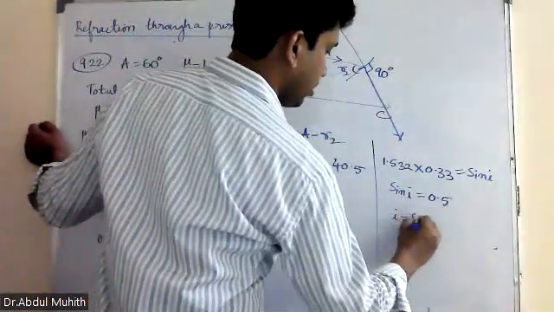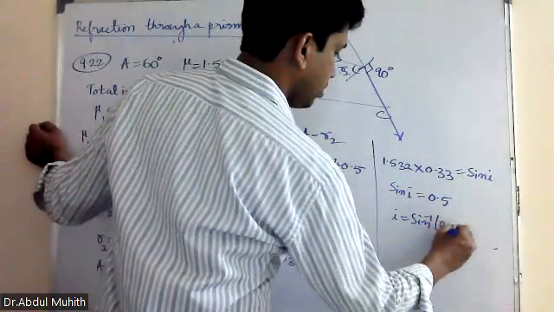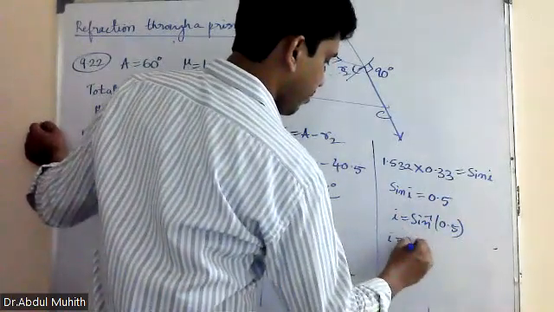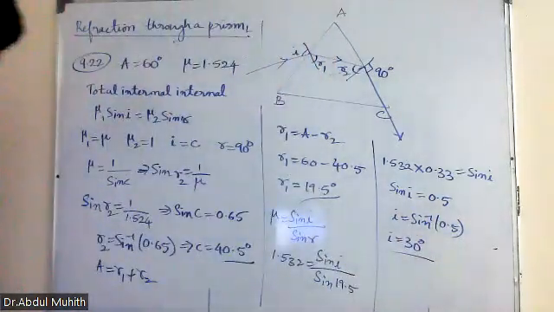So I is equal to sin inverse of 0.5. How much it will be? 30 degrees, right? 0.5 is 30 degrees. Yes, sir. Okay, so this is the answer. Once again from the beginning.